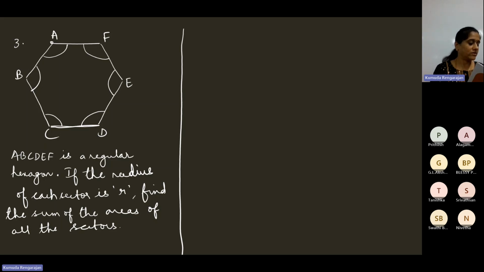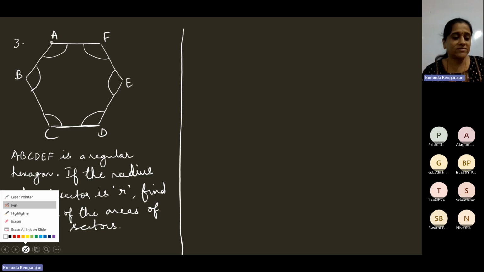This is r square. R into r is r square. That's why this one, 22 by 7 into r square, you have got. This is wrong. 360 is wrong. Okay, so Bhavishya got the right answer, 44 by 7. Let's see how it is.